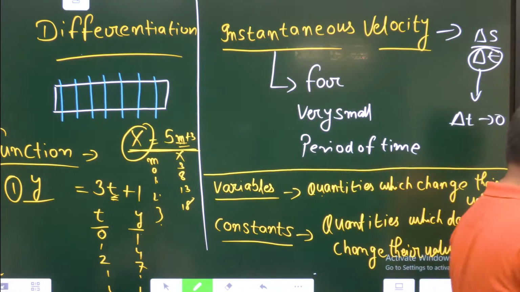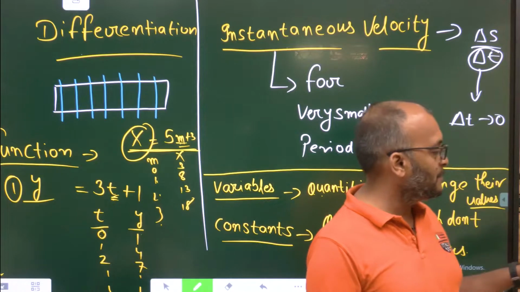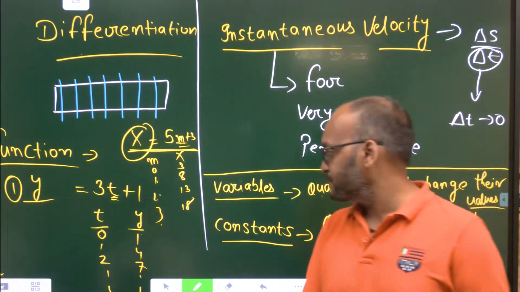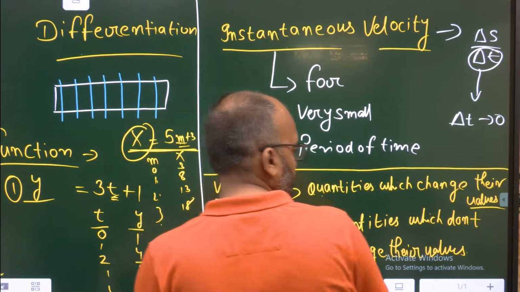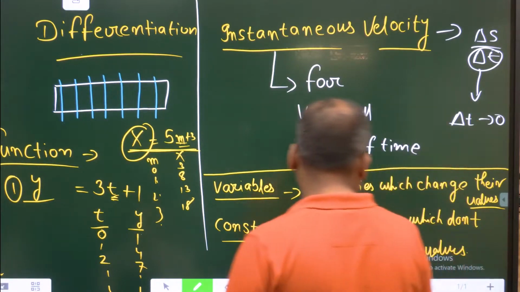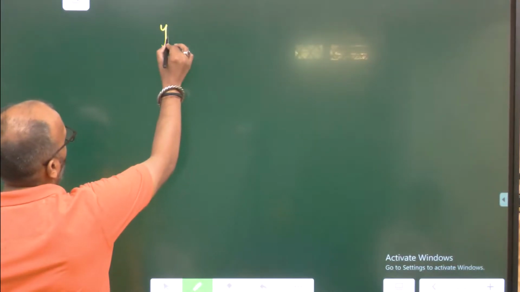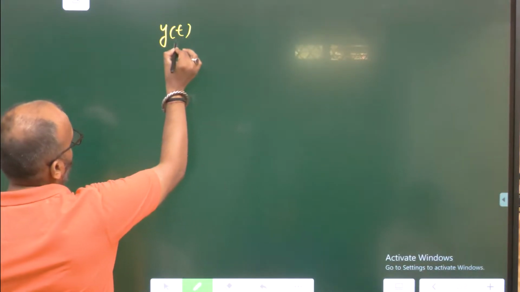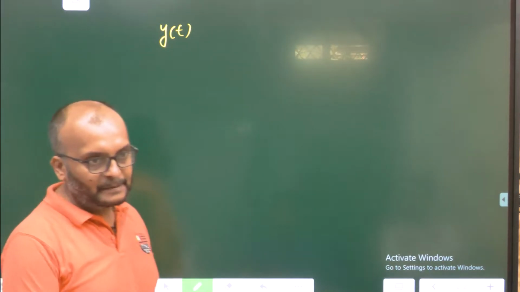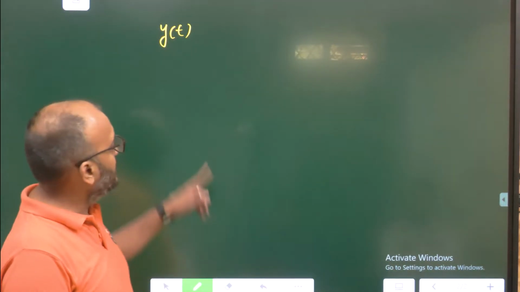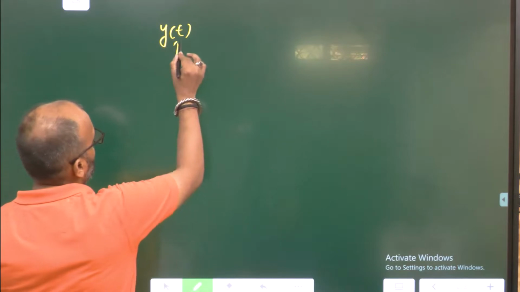Okay, can I move ahead? So now you know what variables and constants are. Clear? Moving on. Yes, sir. Okay. So as I said, y was a function of t. That's how we write it in maths or in physics. This means that y is a function of t.